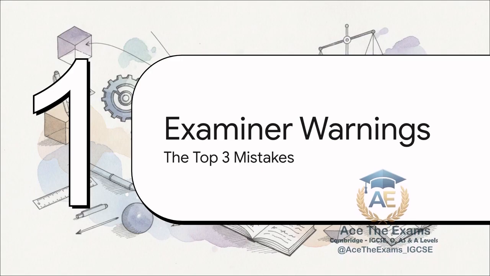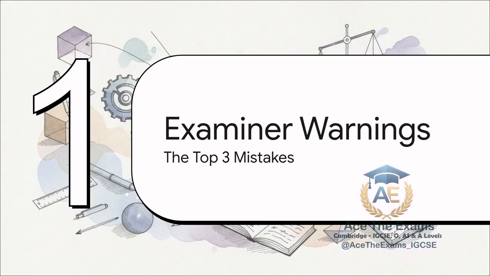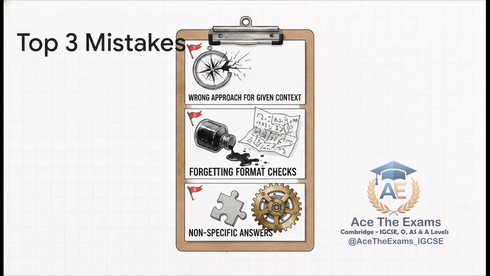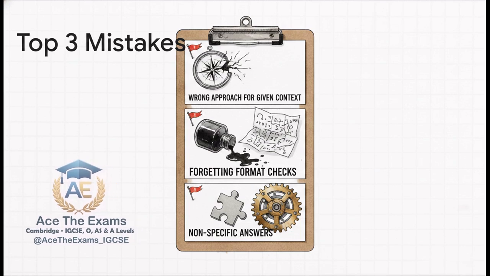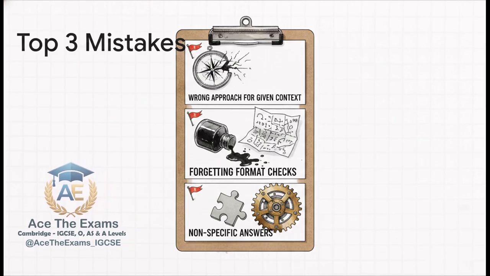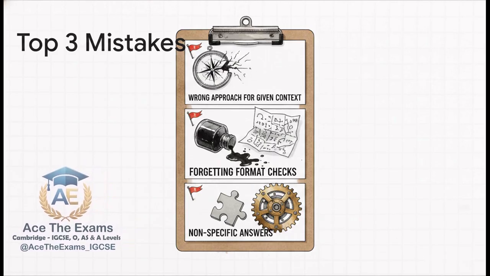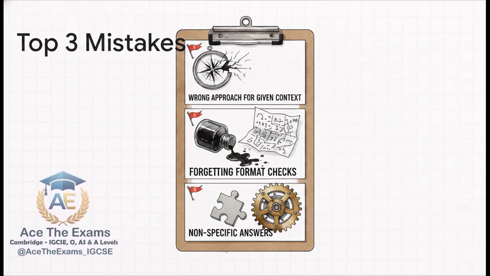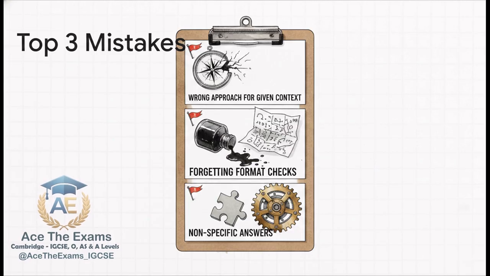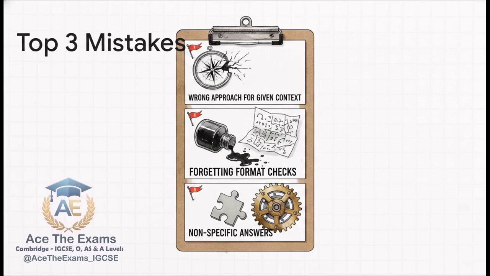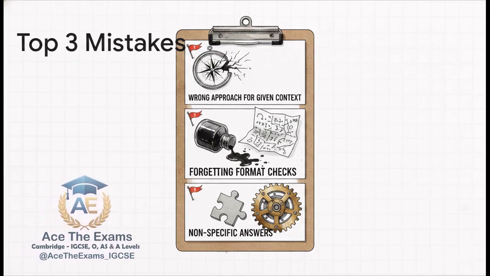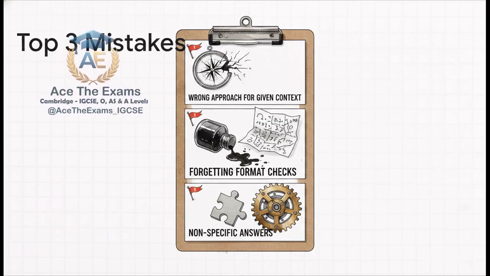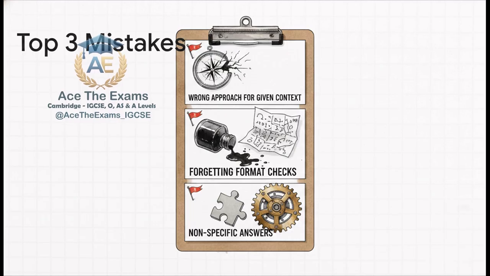Section 5. Principal Examiner Warnings. The top 3 mistakes. Okay, to close that open loop from earlier, here are the exact traps that ruin equations pulled straight from the Cambridge Principal Examiner reports. Number 1, using the wrong approach entirely for the given context. Number 2, completely forgetting to check your format and presentation, which means dropping those easy method marks we just talked about. And number 3, providing answers that are entirely not specific to the context given in the question.